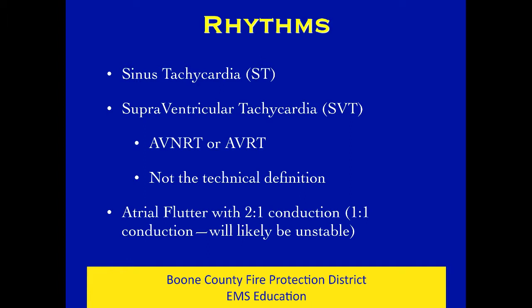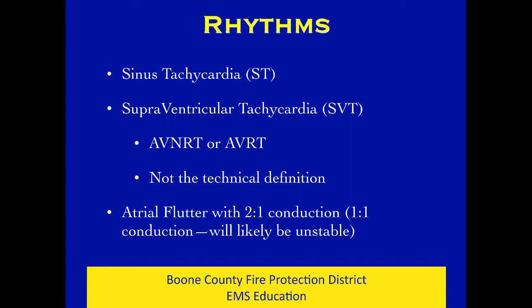So that could be narrow and regular. It doesn't have to be, but that is one of the rhythms that could be narrow and regular. Sinus tach doesn't have to be narrow, but it is frequently narrow, and so that would be one of the narrow regulars. And I think the third one to consider, particularly at rates around 150, would be atrial flutter with 2-to-1 conduction.